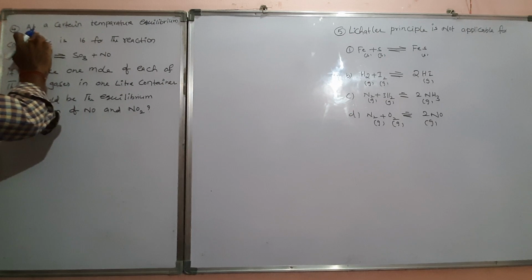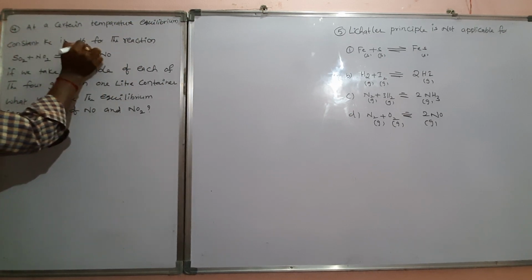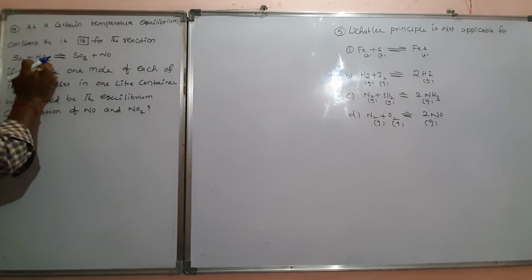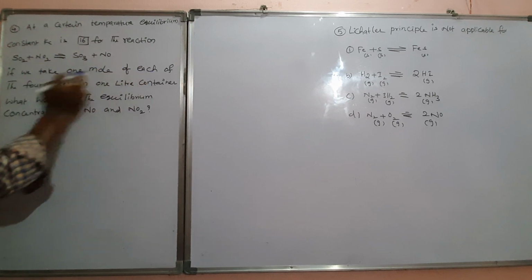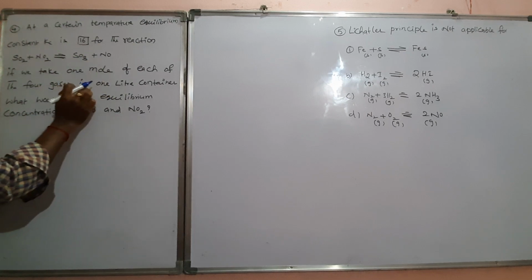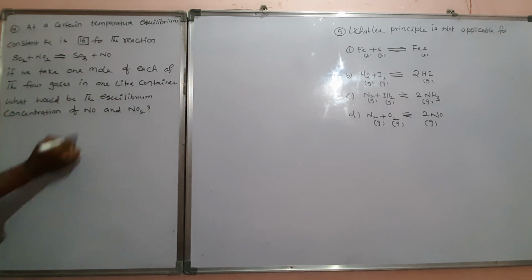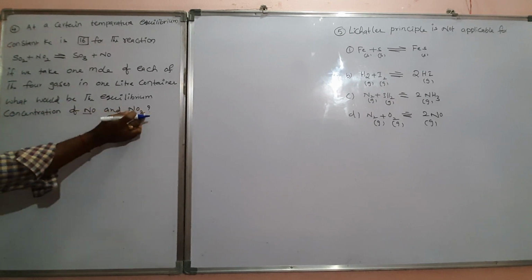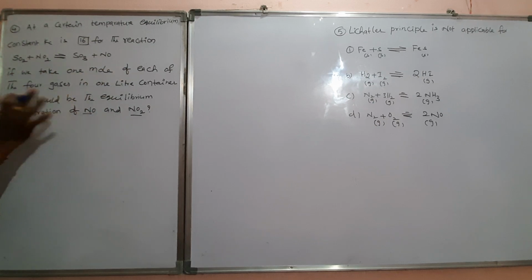Next question. At a certain temperature, the equilibrium constant Kc is 16 for the reaction SO2 plus NO2 gives rise to SO3 plus NO. If we take 1 mole of each of the 4 gases in a 1 liter container, what would be the equilibrium concentration of NO and NO2 at equilibrium? We have to calculate the concentration of NO and NO2 at equilibrium. This concentration, whatever we are given as 1 mole, is not at equilibrium.